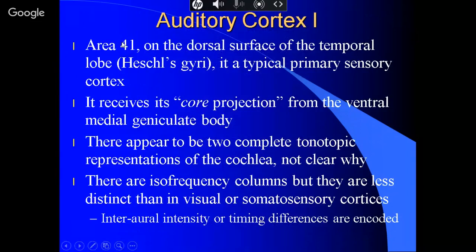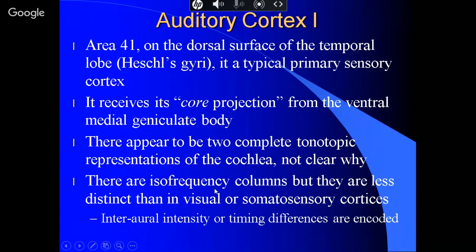So the primary receptive area of auditory cortex is area 41, frequently referred to as Heschl's gyrus. Okay, and that's the equivalent of the calcarine lips, right, of area 17. That's the equivalent of the post-central gyrus, 3-1-2. This is going to be a type 5 Brodmann's cortex, all granular cells receiving information, projecting very little. Okay, that's going to be area 41 that is on the dorsal surface of the temporal lobe, typical primary. It receives the core projection from the ventral medial geniculate body, which was from the central inferior colliculus. So this is where it's all going. Okay, it actually has two completely different maps. No one has any idea why at the present time.